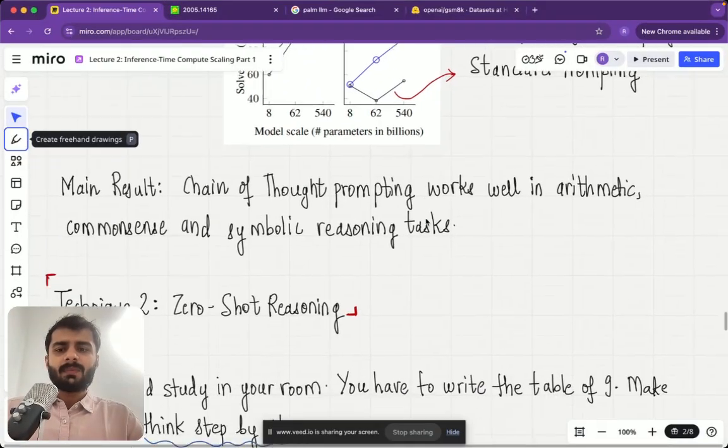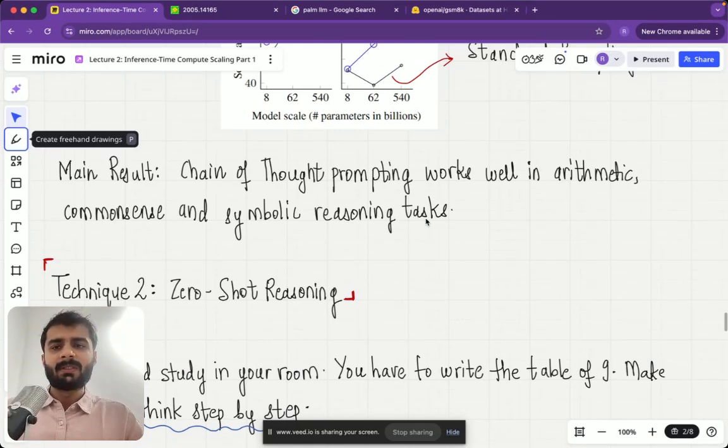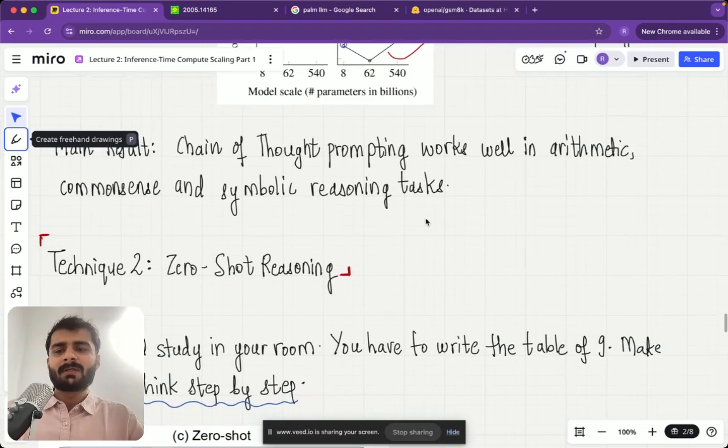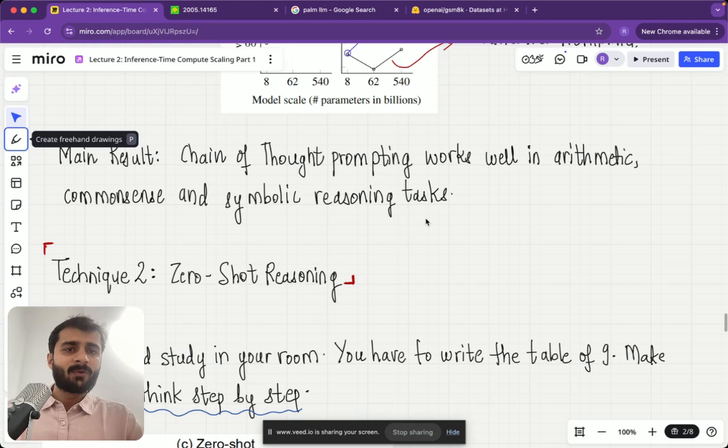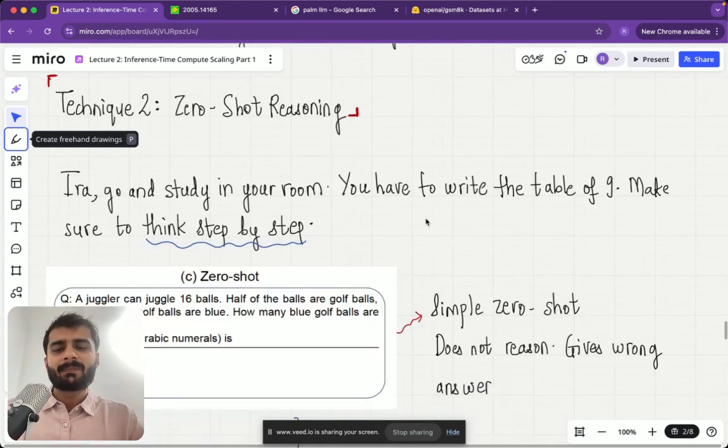Okay, so we are going to look at technique number two now in the method of inference time compute scaling, which is zero shot reasoning. And this method is even simpler than chain of thought reasoning. So let's take an example of a statement. Ira, go and study in your room. You have to write the table of nine. Make sure to think step by step. This simple prompt to a person makes them understand that they should think step by step before they come to the answer. This exact same logic was used by the authors of the zero shot reasoning paper.